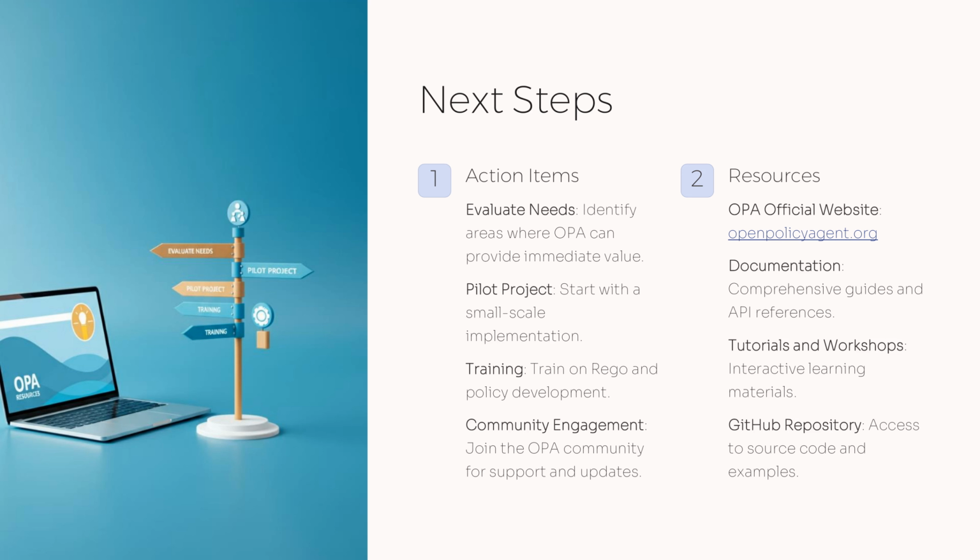In moving forward with your Open Policy Agent OPA journey, consider these key steps and resources. First, identify areas within your organization where OPA's features can provide immediate value. Start with a small-scale pilot project to understand its impact before scaling up. It's also important to focus on training. Enhance your team's skills in Rego and policy development to ensure effective implementation. Additionally, engaging with the OPA community is very beneficial. Being part of this community will keep you updated and provide support through your journey.